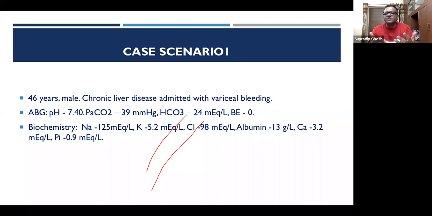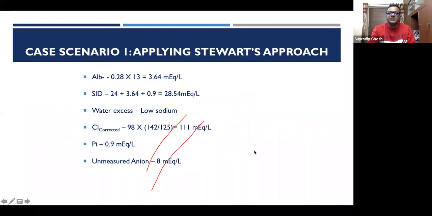But if you still insist on some calculation, these are the calculated values. By following the Fencl and Leith formula, we could find out that albuminate is 3.64, which is low. SID is 28.54, again low. And this SID is low because the sodium is low and chloride is slightly higher. This is the corrected chloride. The corrected chloride is the chloride into the normal sodium divided by the current sodium. This corrected chloride is around 111, which is much more than the normal chloride of 102. So you have a SID, which is low because of both low sodium and high chloride. Low sodium and high chloride, which is exactly counterbalanced by low albumin and low phosphate.